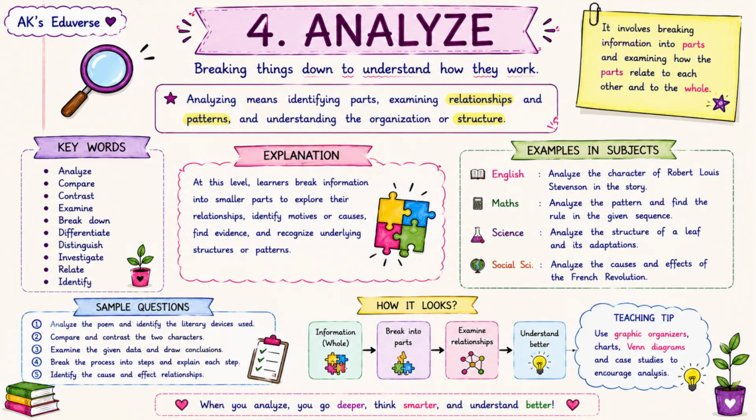Compare the two main characters in the story. Find the mistakes in the given solution. Science, you can say compare plant cell and animal cell. Socially, you can say differentiate between democracy and dictatorship. So in this level student வந்து why and how questions-க்கு answer தேட ஆரம்பிப்பாங்க. So instead of memorizing, they start thinking. So teachers can use Venn diagrams, comparison charts, or cause and effect activities, or sometimes case studies to improve the analytical thinking skill of the student.